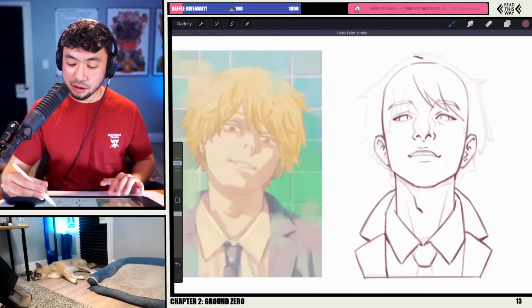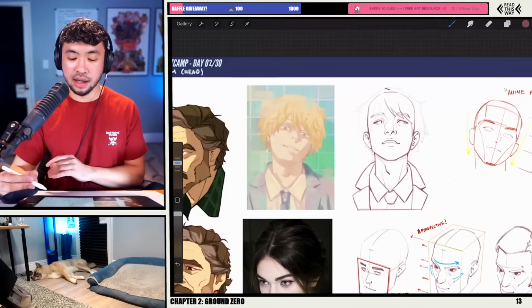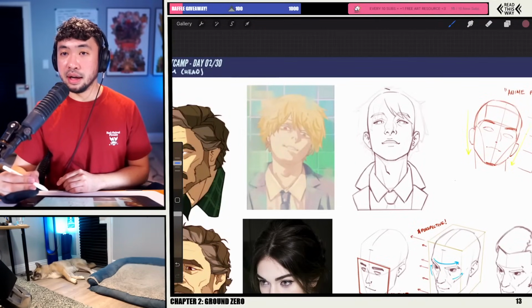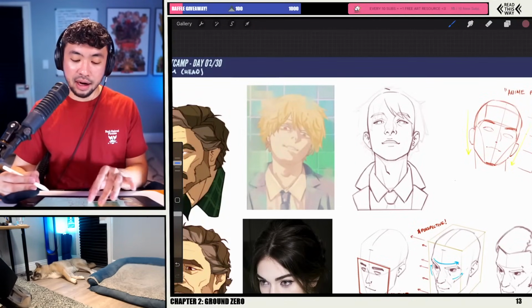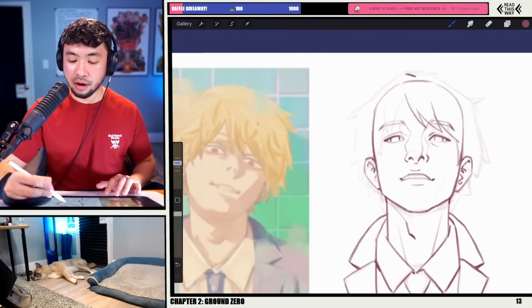Okay, but let's go back into the drawing. As you guys can see, I've laid out most of the details for Denji here. And I'm just going to go in and start adding in more structure, adding in some of the hair now. And we'll talk a little bit about how I break down hair.